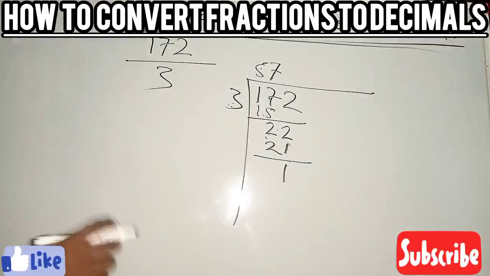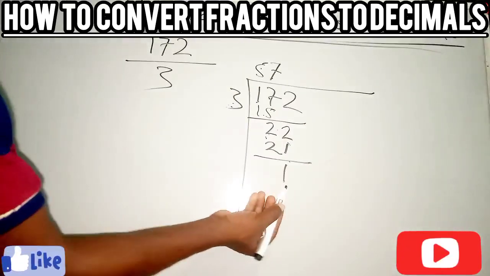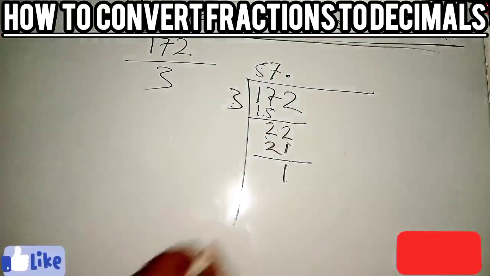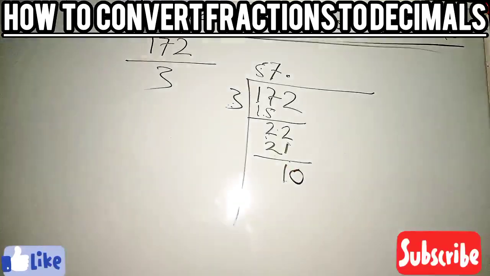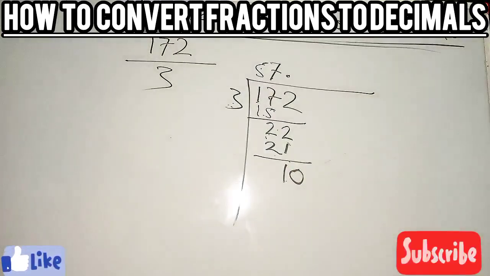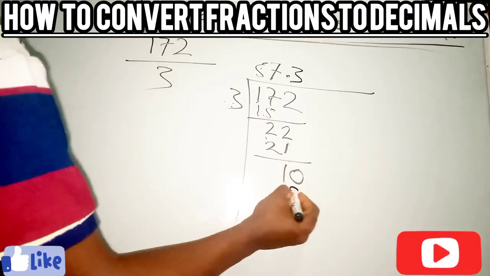Can 3 go into 1? No, because 3 is bigger. This time around, there's no number that you are going to attach to the 1. So what do you do? You bring your decimal point and add 0 to the 1 to make it 10. Can 3 now go into 10? Yes. How many times? 3 times. So 3 times 3 will give you 9.